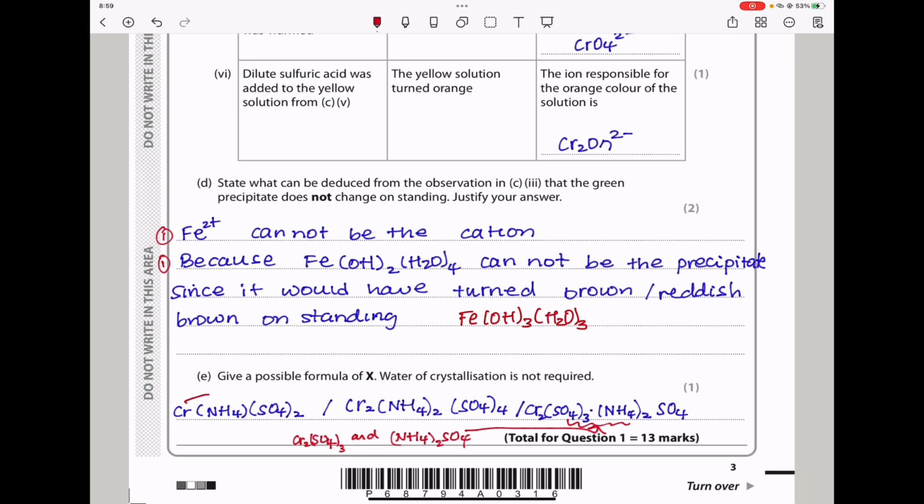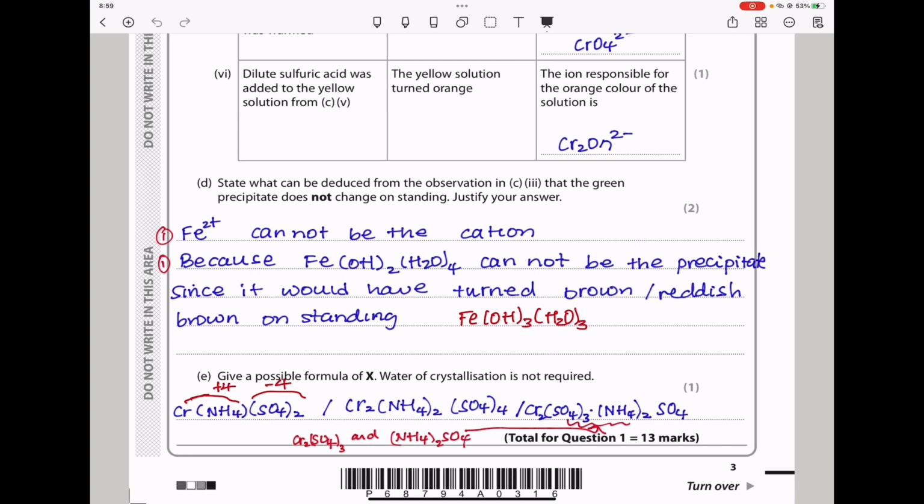These ones here, they have a total of plus 4. The anion should have a total of minus 4 in order for this compound to be formed. So that is why I put 2 on the sulfate. So it could be represented like that, or you could say Cr2 (NH4)2 and that, or that. All of them are acceptable as the answer.